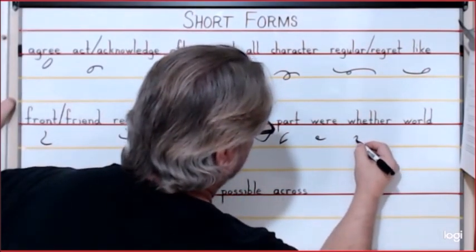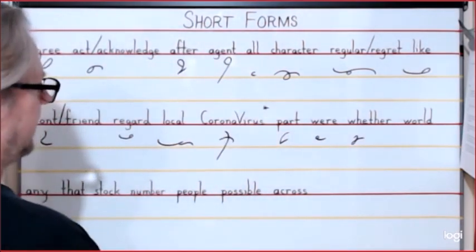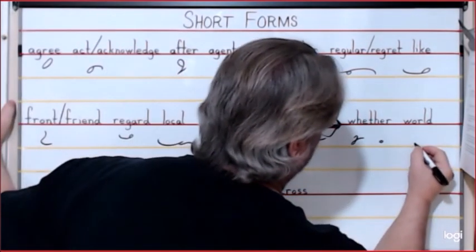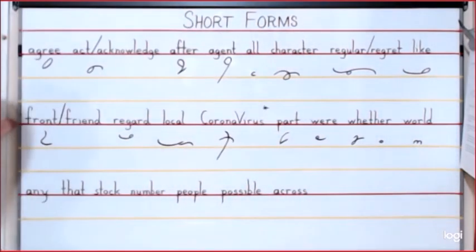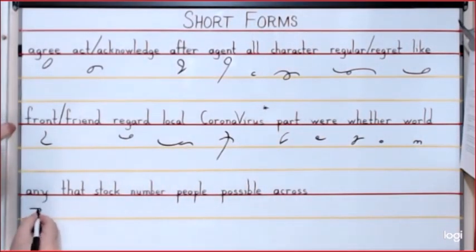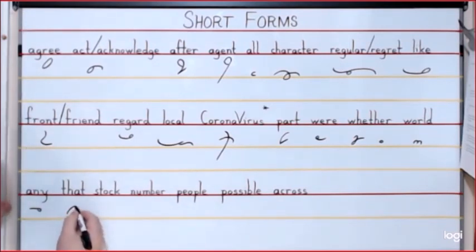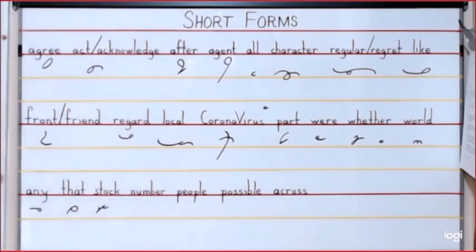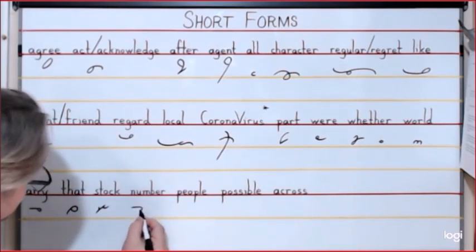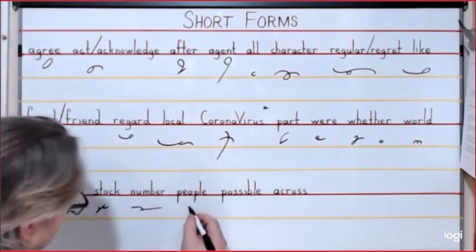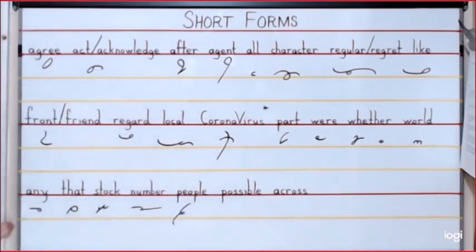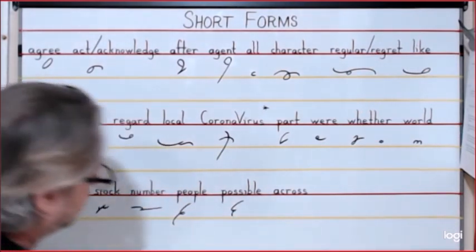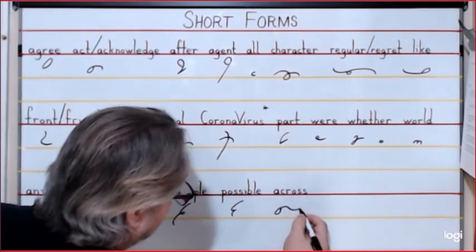Weather is a U-E-T-H. A more advanced form of this is just the E. World is a U and a U. Any is N-E. That is T-H-A. Stock, S-T-O. Number is N-U-M. People, P-E-P. Possible is P-O-S. And finally, across is A-K-R-S.